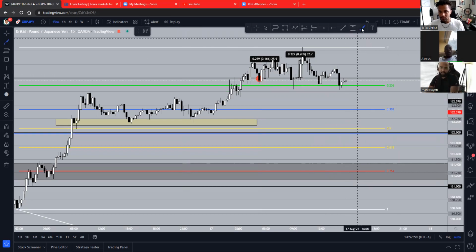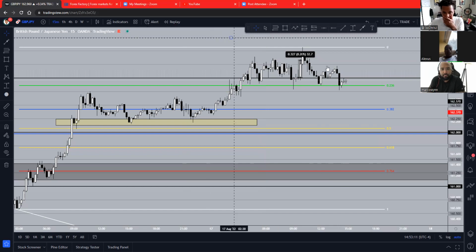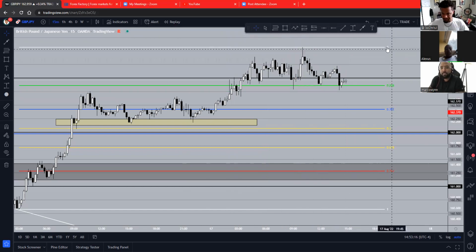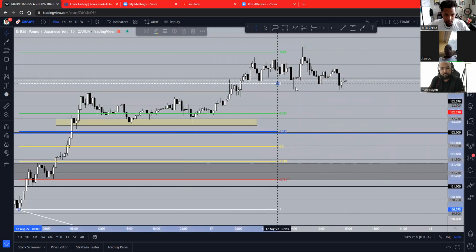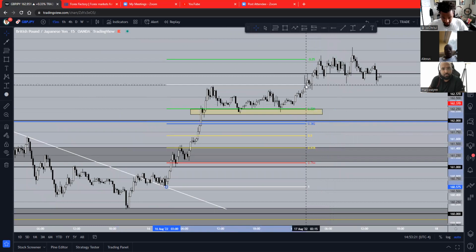So are you normally waiting till it gets to that golden zone area to take your trades? Well, all right, that's a good question. Let me delete this real quick. So basically all I'm looking for is support to be made.